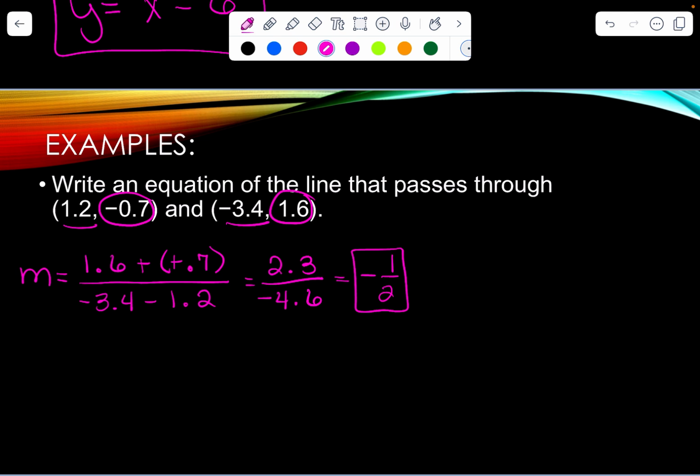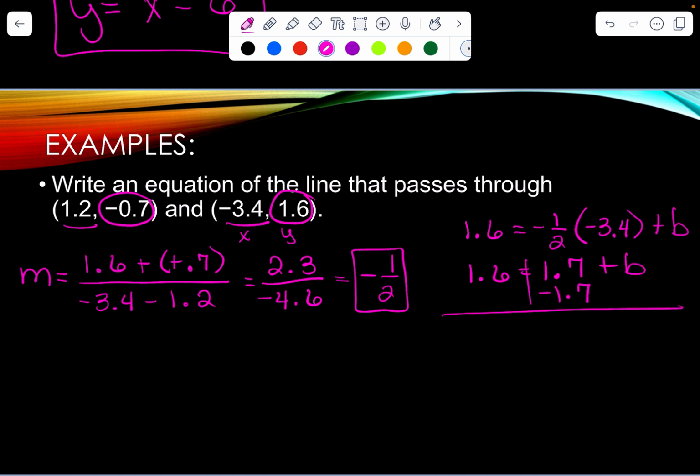Now we take that and one of our points. I don't care which one, I'll just do this one, x and y. So I'm going to go 1.6 equals negative 1/2 times negative 3.4 plus b. So now I multiply. Negative times a negative is a positive. 3.4 times a half is going to give me 1.7. I'm going to minus the 1.7. That's going to get me 0.1 equals b.